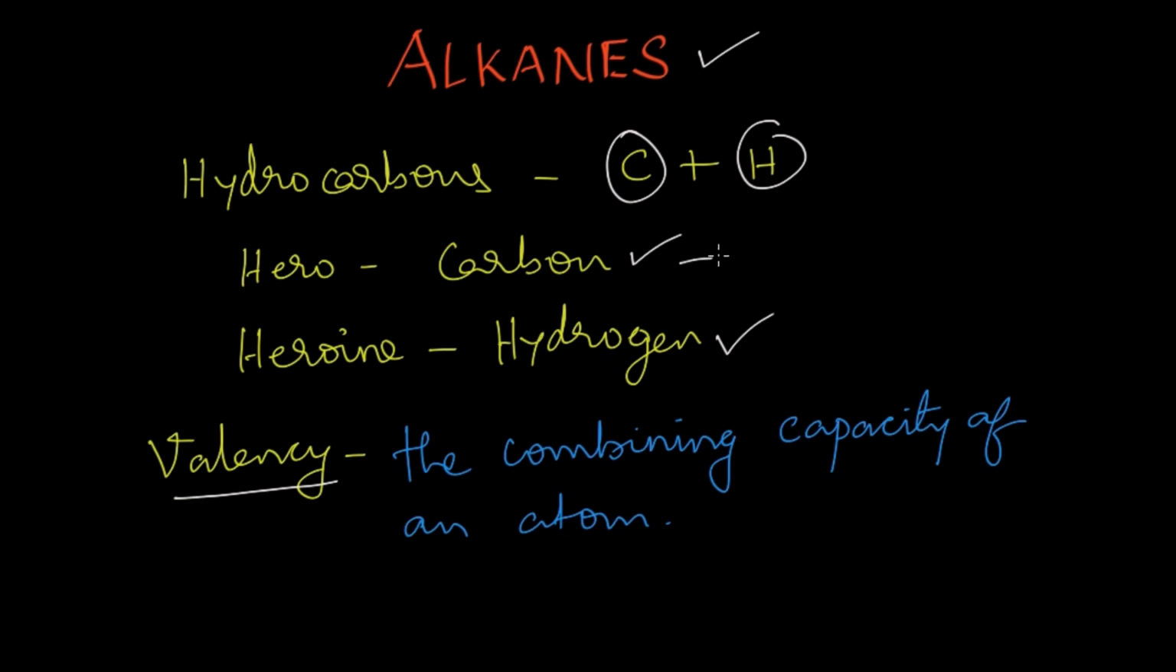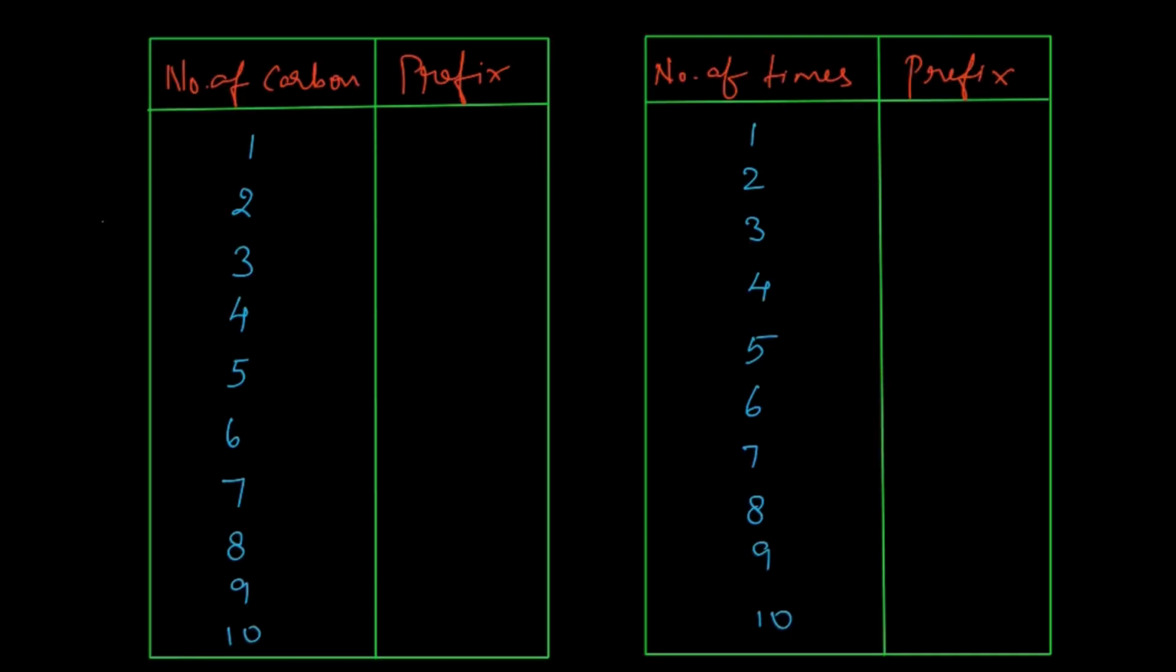Here the valency of carbon is 4. So it has tetravalency, as well as 4 bonds. Okay. And the valency of hydrogen is 1, so it forms only one bond. I think valency will be clear now.